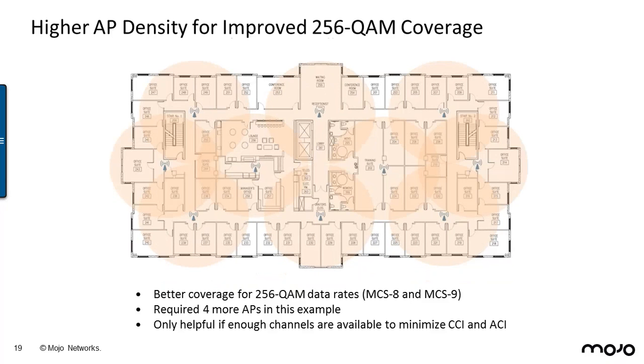Alternatively, you could add more APs. Now that's obviously going to raise the cost of the deployment. We're not recommending you do this necessarily, but if you absolutely need to get the most out of 11AC, one of the ways to do that is by being able to support 256 QAM everywhere, and that would mean you'd need to add more APs. That would be expensive, and unless you absolutely need to eke out every little bit of capacity of 11AC, we're not recommending that you actually do this. And it would only be helpful if you have enough channels available, right?